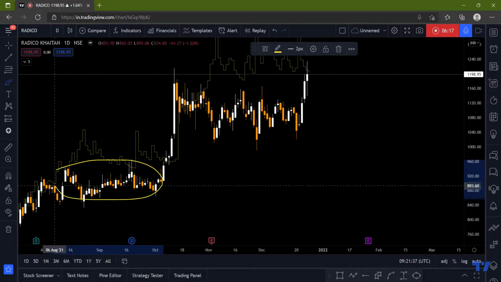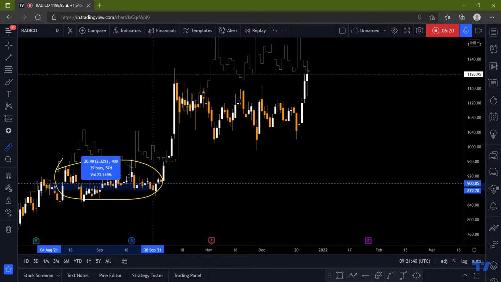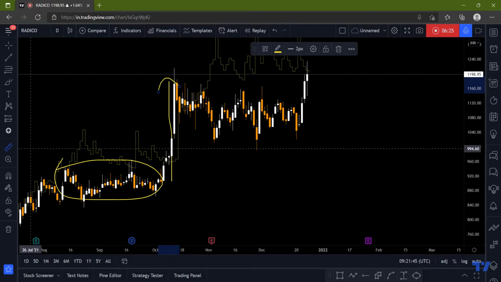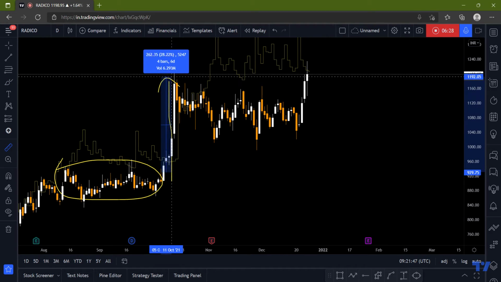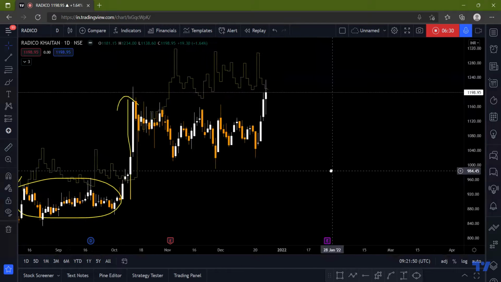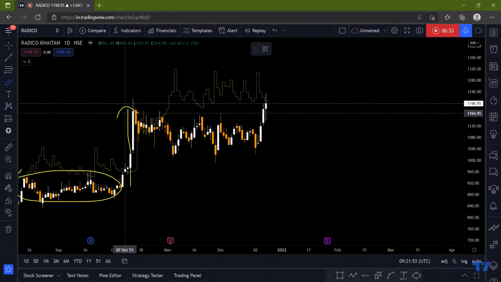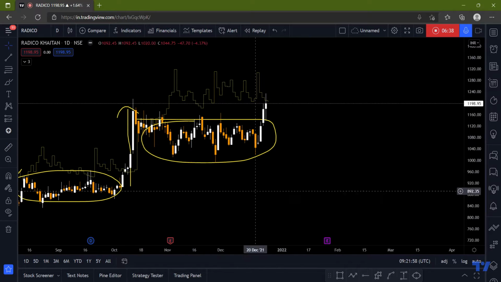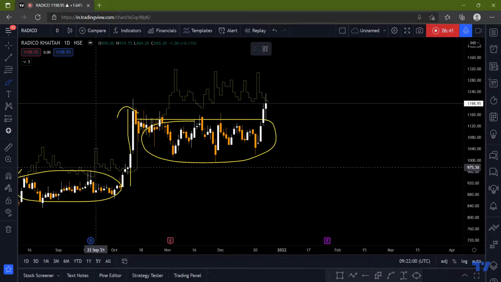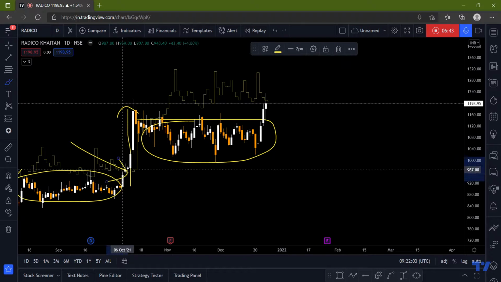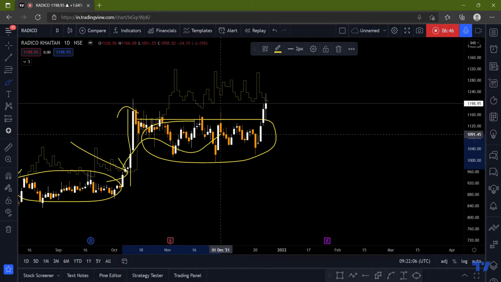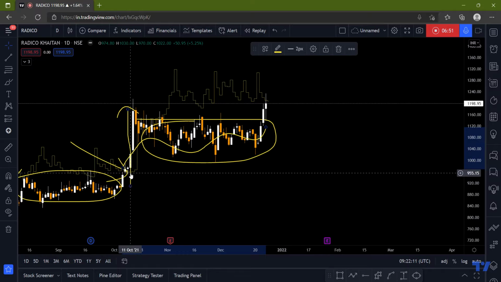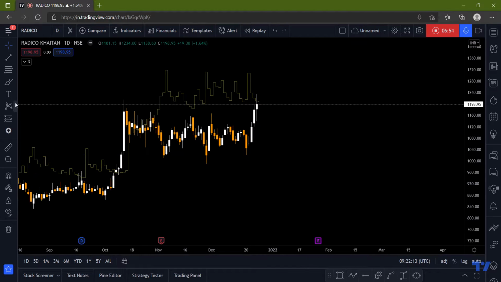So see the example of Redigo Khaitan. After consolidating for almost 62 days, it gave a breakout. And in 4 candles it gave more than 29% returns. And after that, it kept on consolidating for almost 75 days. So as a swing trader, if we imagine that you entered here and kept on holding for more returns, and you're holding it till now, for example you entered on 6th or 7th of October and you're still holding it, then you are no better than a trader.